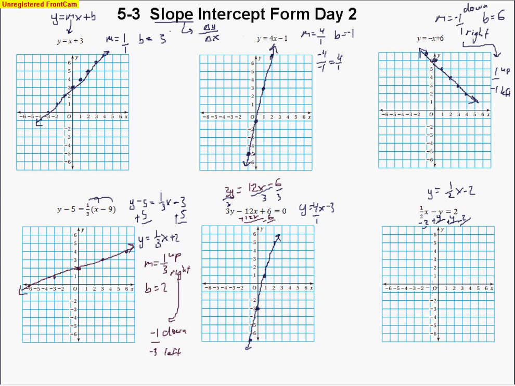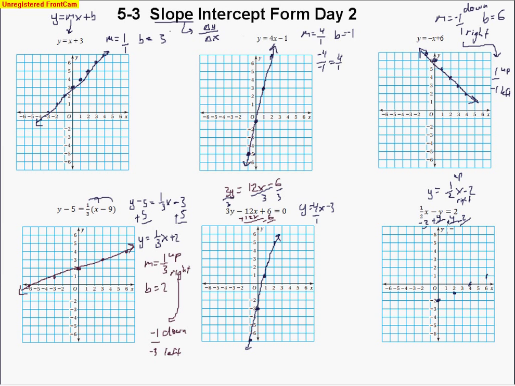So I'm going to start down at negative 2, and then just use the slope. The slope was 1 over 2, so it tells me to go up and then right, because they're both positive directions. So up 1, right 2, up 1, right 2, up 1, right 2.